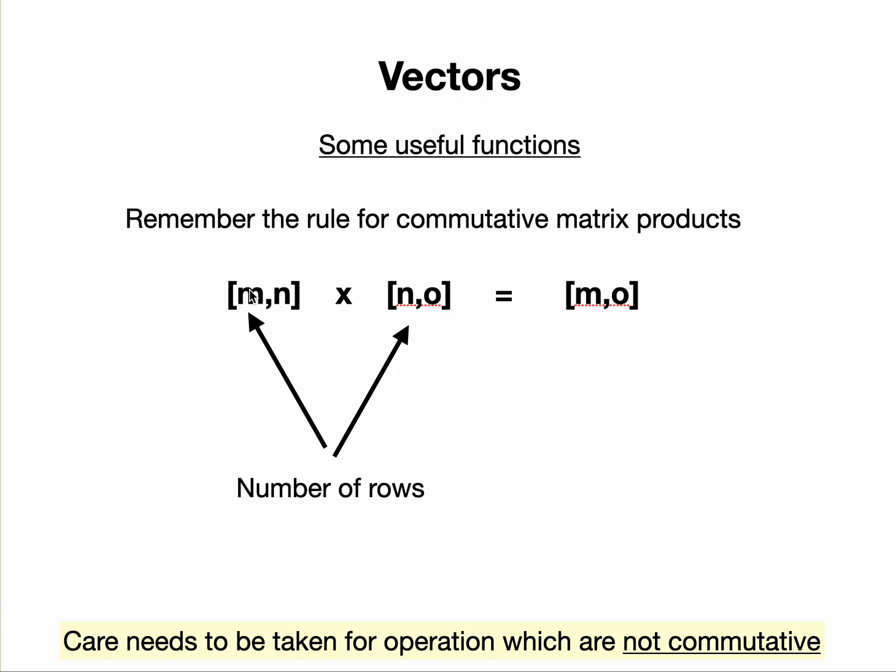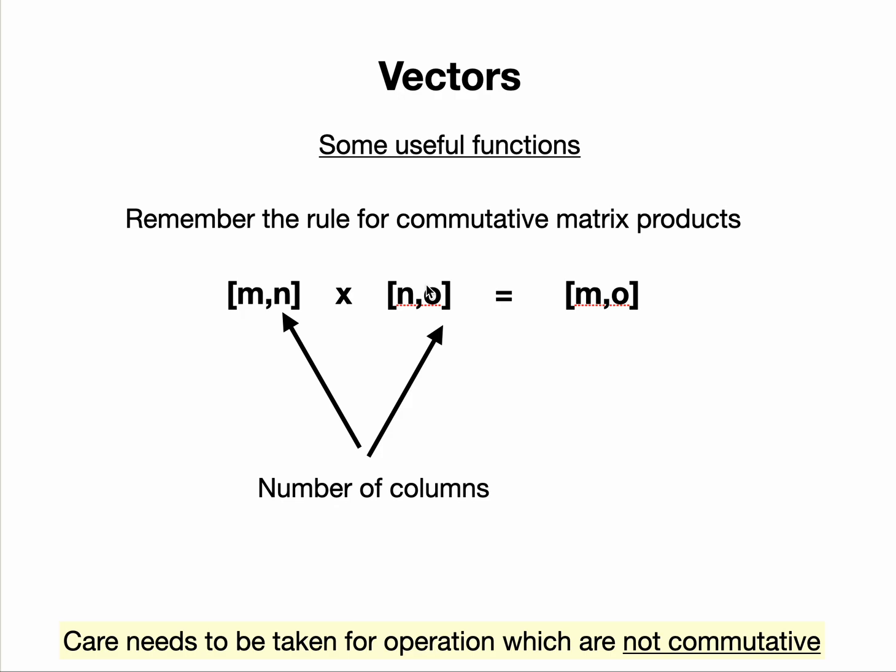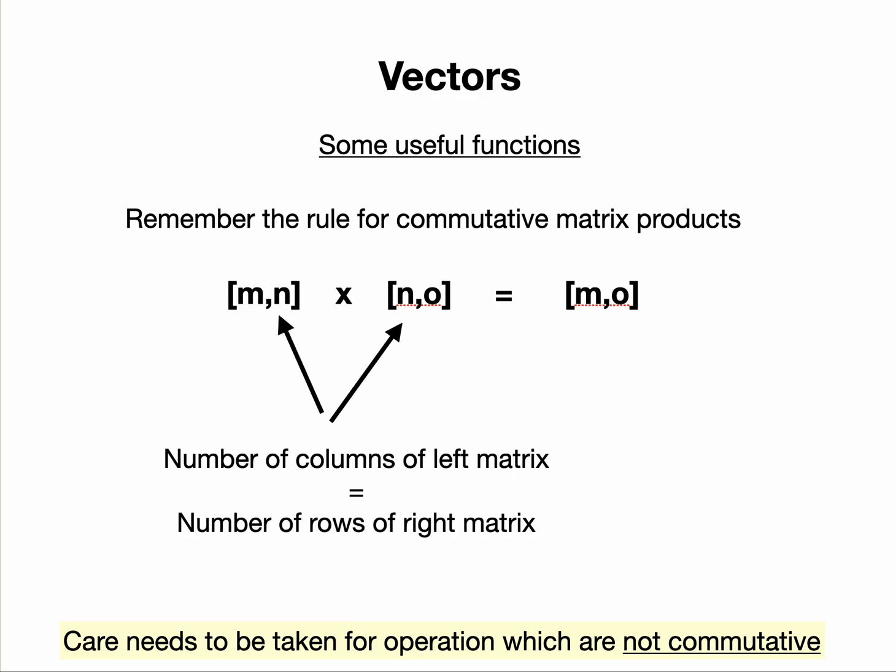If you have a matrix of size m by n and you want to multiply it by another matrix, then the number of rows of the second matrix should be equal to the number of columns of the first matrix. So these are the row numbers and these are the column numbers. And the resulting product will have a size of m by o. So the number of columns of the left matrix should be equal to the number of rows of the right matrix.